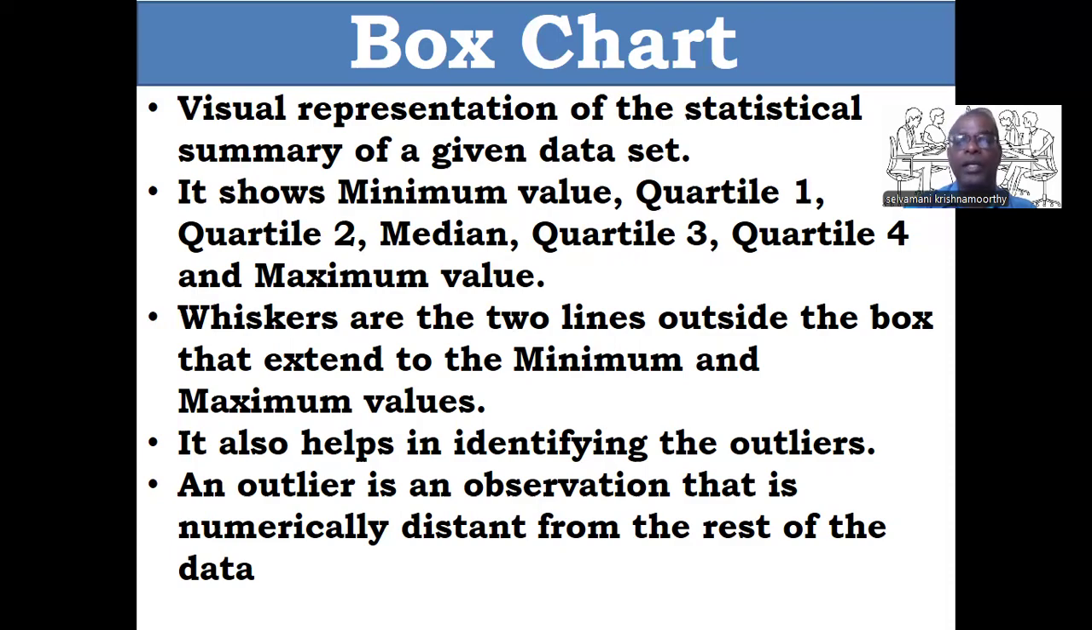Whiskers are the 2 lines outside the box that extend to the minimum and the maximum level. I will explain one by one, no problem. A box chart also helps in identifying outliers. Then what do you mean by outlier? An outlier is a data point or observation that is very, very far away from the rest of the data. An outlier is an observation that is numerically distant from the rest of the data.